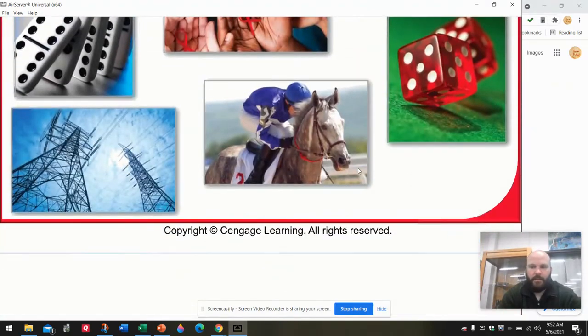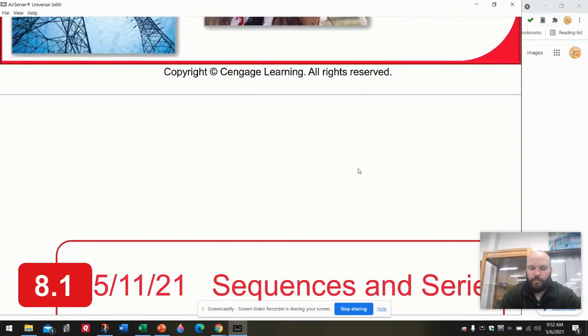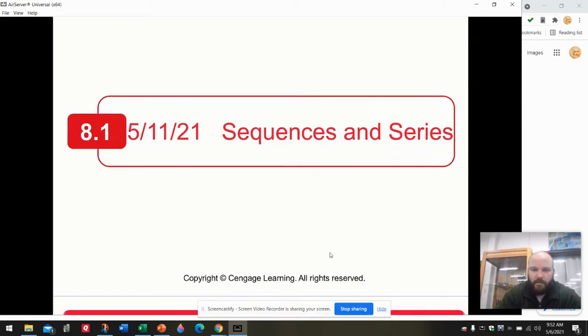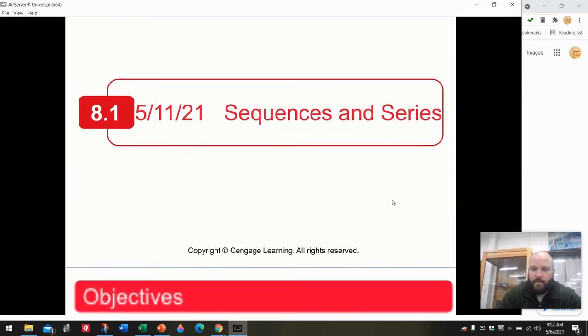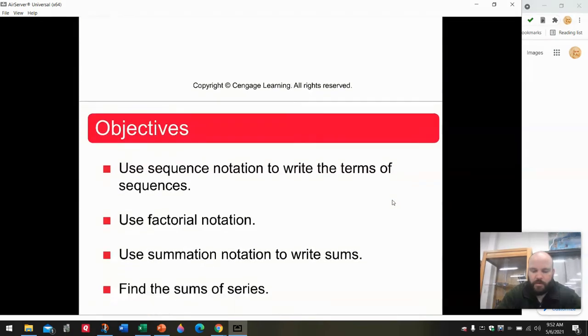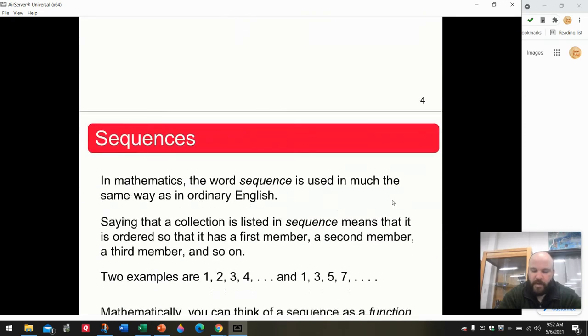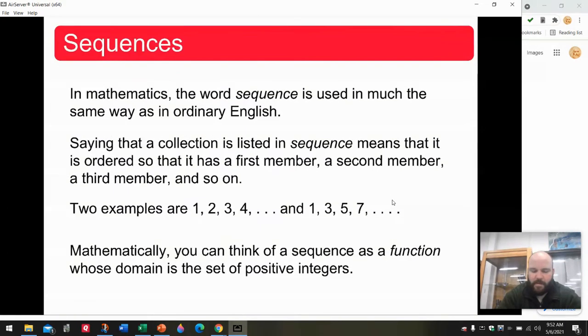Okay, hello everybody. So today we're going to begin our discussion in Chapter 8, Section 1. And what we discuss in Chapter 8, Section 1 are sequences and series. And so over the next couple of videos, you'll understand what is meant and the difference between sequences and series and how they're used in mathematics.